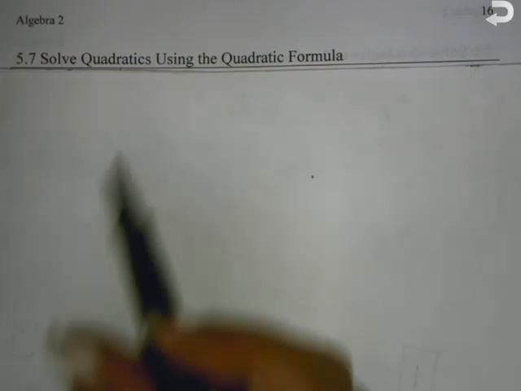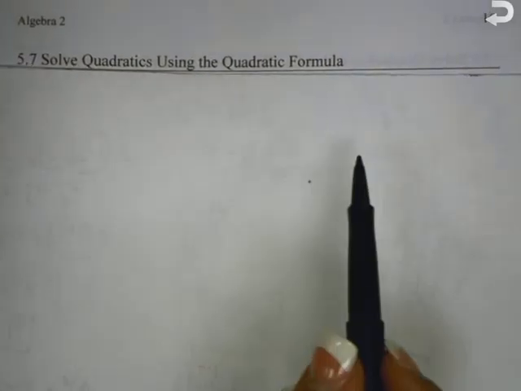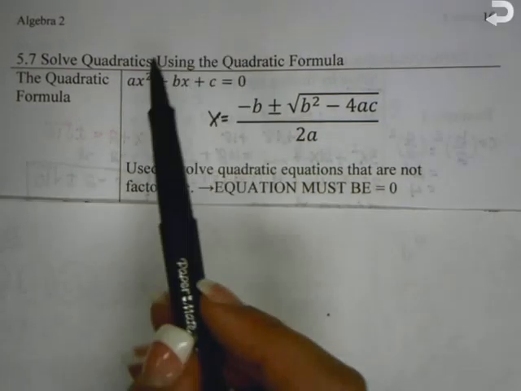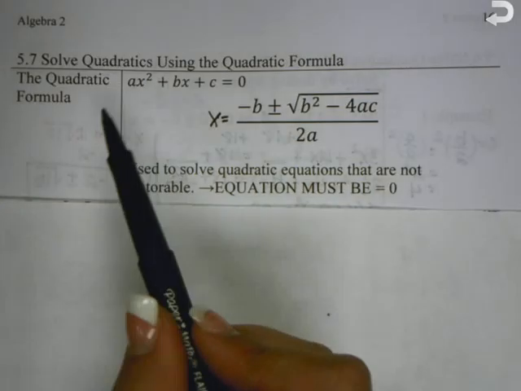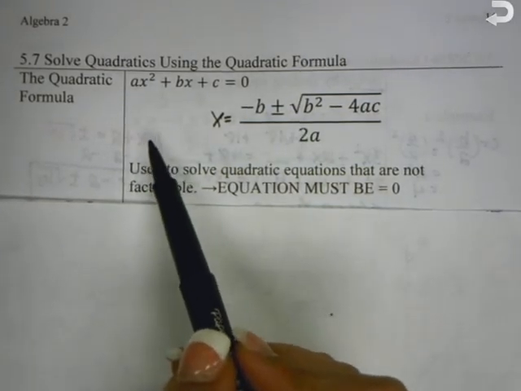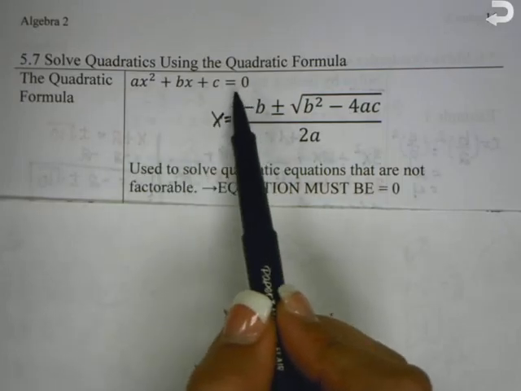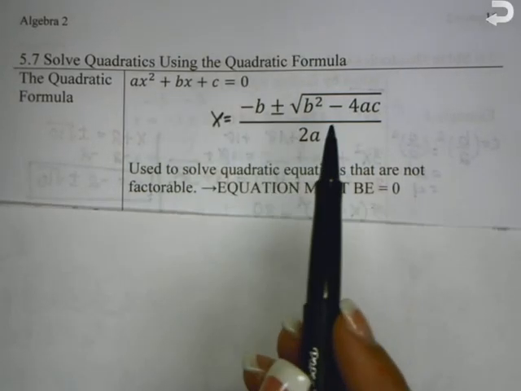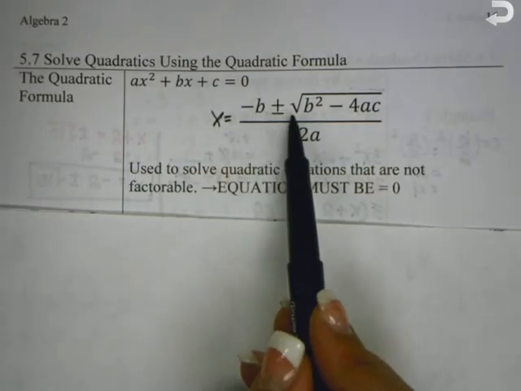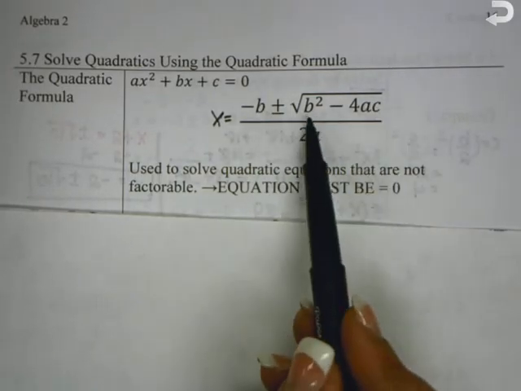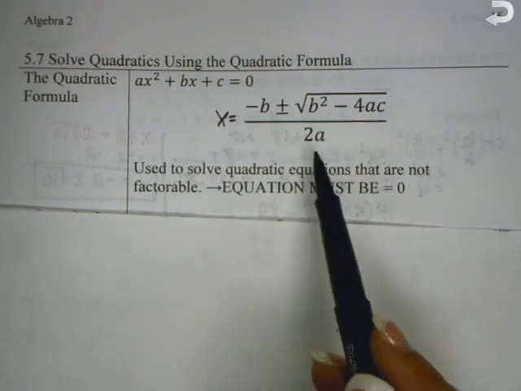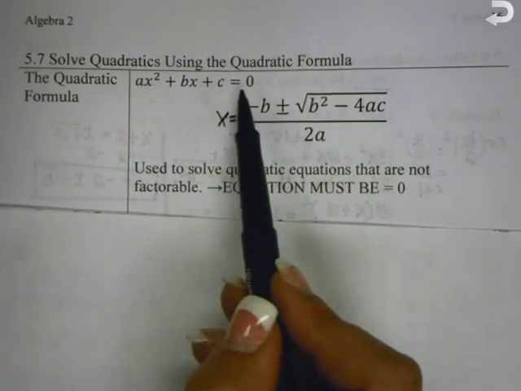For 5.7, using the quadratic formula. This is the quadratic formula. So if we have our equation must be equal to 0, everything must be on the left-hand side, so it does need to be in standard form here. We have our quadratic equation, x equals negative b plus or minus the square root of b squared minus 4ac, all of that divided by 2a. Remember, we must be equal to 0.